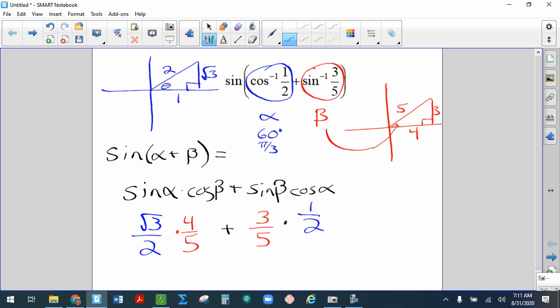So altogether, I have 4 root 3 over 10 plus 3 over 10. And I'm going to write that as 3 plus 4 root 3 over 10. And then you can type that in to get the decimal that you want.